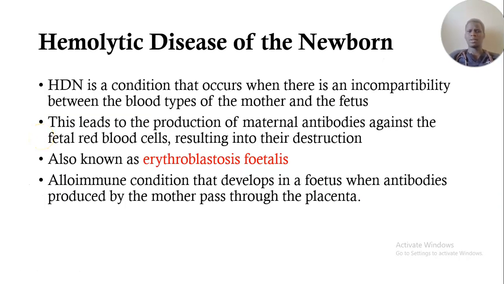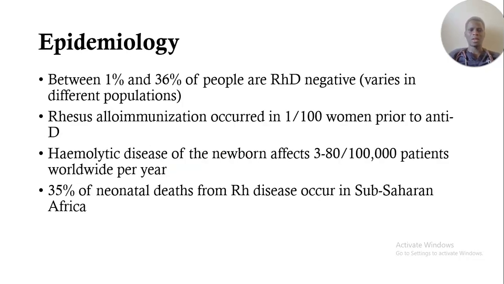So HDN is a condition where we have an incompatibility between the blood types of the fetus and the mother. Mainly positive for the fetus versus negative for the mother, and it's also called erythroblastosis fetalis due to the erythroblasts, the red blood cells, being involved in the fetus. So it's an alloimmune condition that develops in this fetus when the maternal antibodies pass through the placenta. We're going to look through the details of the pathophysiology.